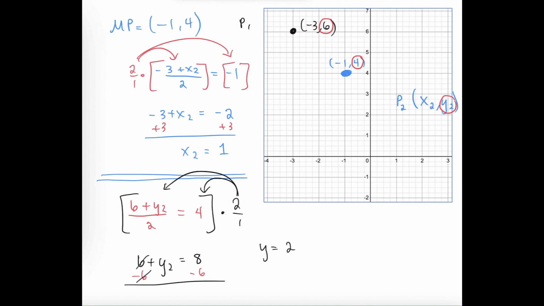So the x coordinate of the other endpoint is 1, and the y coordinate of the other endpoint is 2, which is what we came up with a moment ago when we were determining this point by graphing or counting.